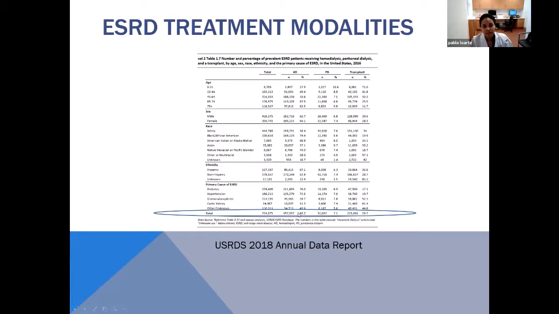Most patients in the United States, according to the United States Renal Data System, 63% of patients were receiving hemodialysis in 2018, as compared to 7% of patients receiving peritoneal dialysis, and about 30% of patients received a renal transplant during that year.